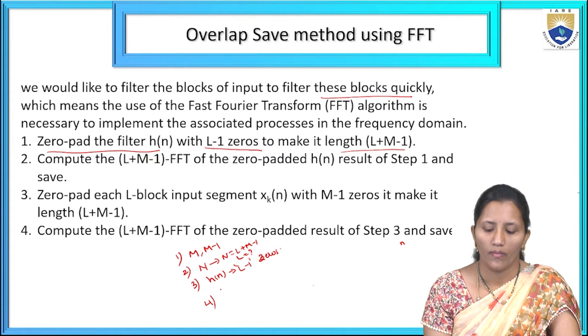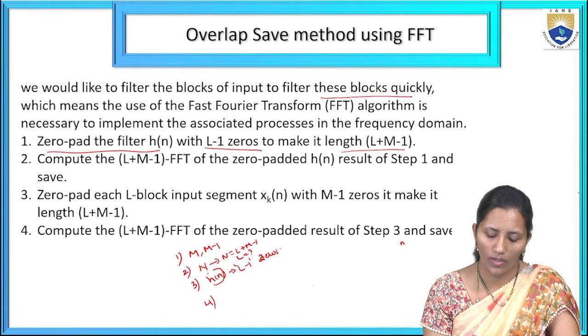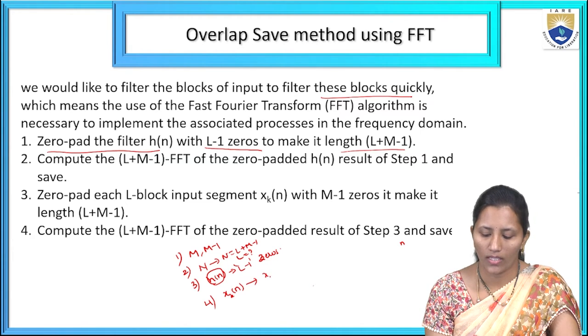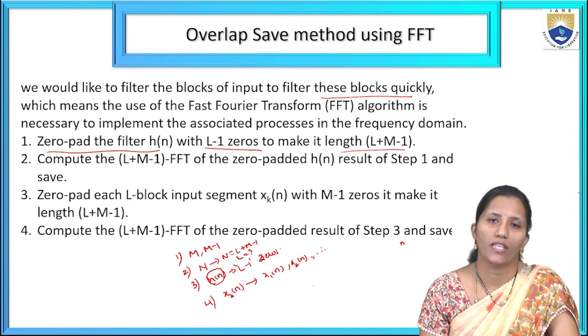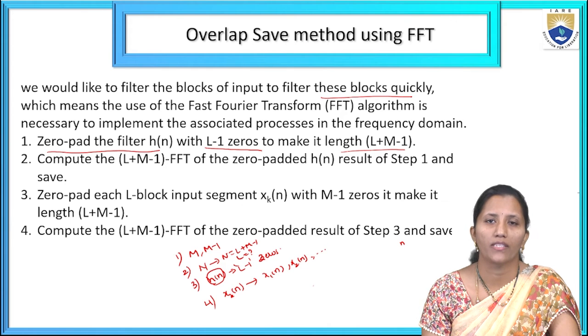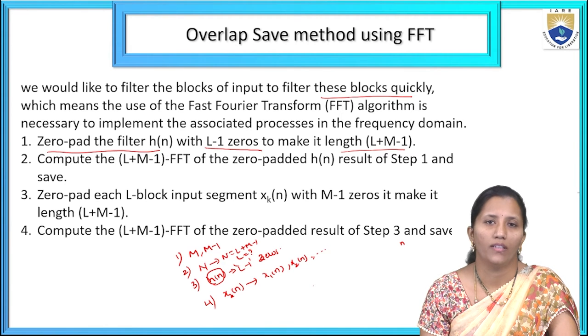We know what h of n is, and we know how to divide a long duration sequence into blocks x1 of n, x2 of n, by taking L samples from x of n and adding M minus 1 zeros to the L samples. Then we will get x1 of n and x2 of n.